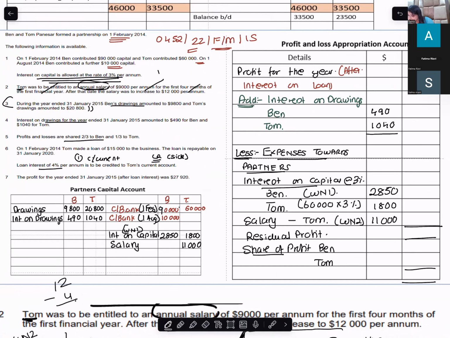Are you with me? Yes. Okay. Profits and losses are to be shared 2/3 and 1/3. So I will write 2/3 and 1/3.